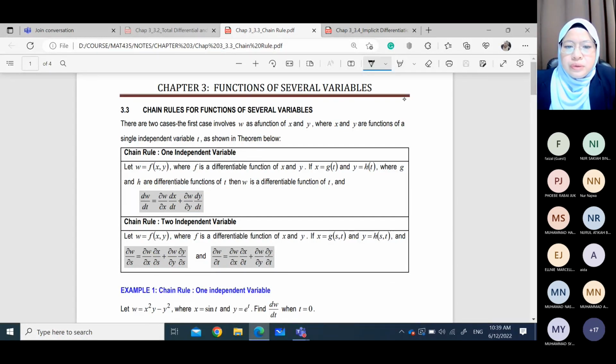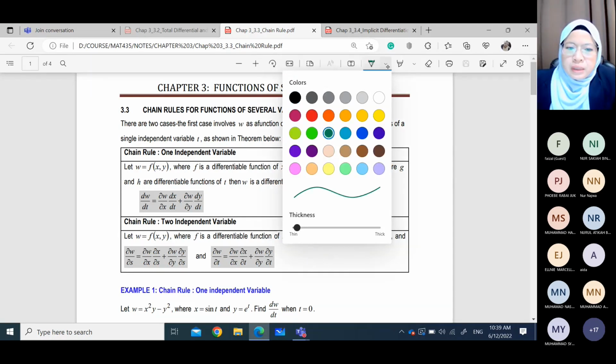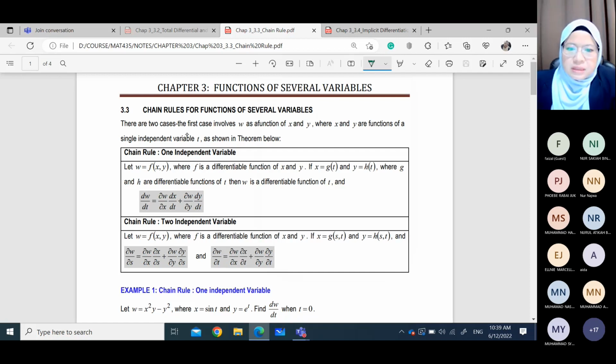Alright. So today we will discuss about chain rule for function of several variables. Okay, so look at this note. Okay, so these are two cases. The first case involves W as a function of X and Y, where X and Y are functions of a single independent variable T as shown in the theorem below.